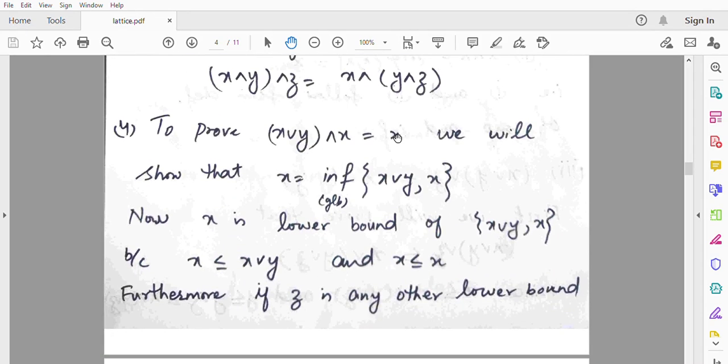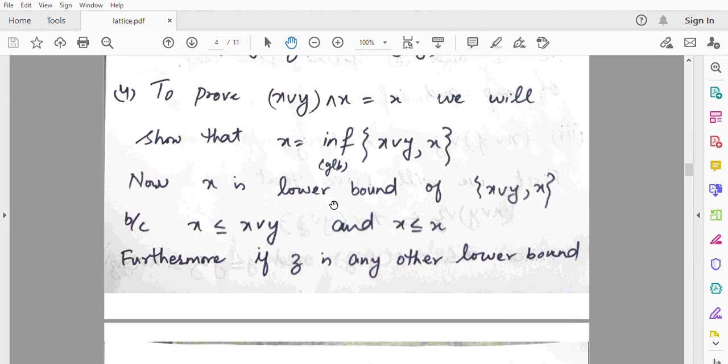Now the fourth one is we need to prove that x sub y in x is equal to x. Actually, what does it mean? It means that you have to show that this x is equal to the infimum of this element and this element, and here the elements are x join y and x. We need to prove that x is the infimum of these two elements. Now what is the infimum? Infimum means we need to show that it is a lower bound. Firstly, we will show that x is the lower bound for these two elements. Secondly, we will show that this x is the greatest among the lower bounds.